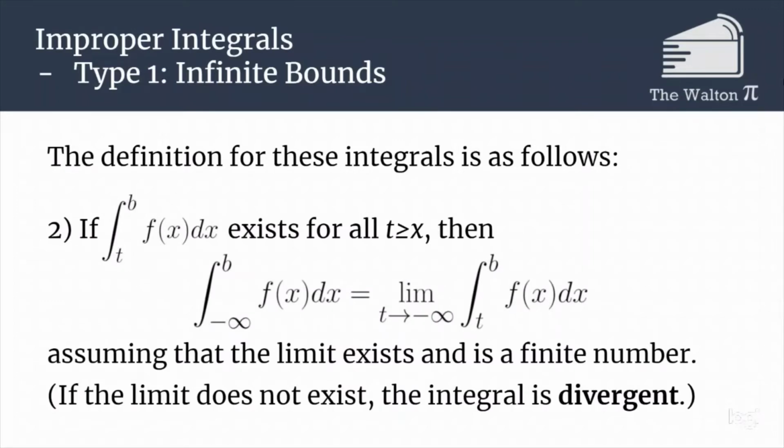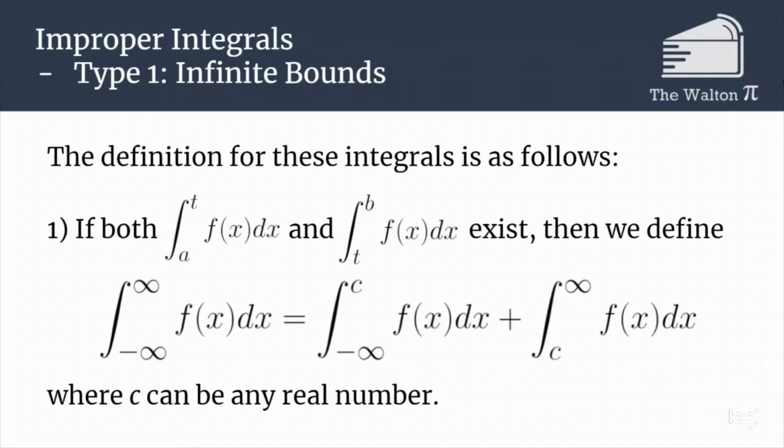A very similar definition happens for our second type of improper integral, where we have the integral from negative infinity to b. That's just going to be the limit as t goes to negative infinity of the integral from t to b of f of x dx. If both the integral from a to t and the integral from t to b exist for all t's, then we can define the integral from negative infinity to infinity of f of x dx as the integral from negative infinity to c of f of x dx plus the integral from c to infinity of f of x dx, where c is able to be any real number. That is how we would define this one.